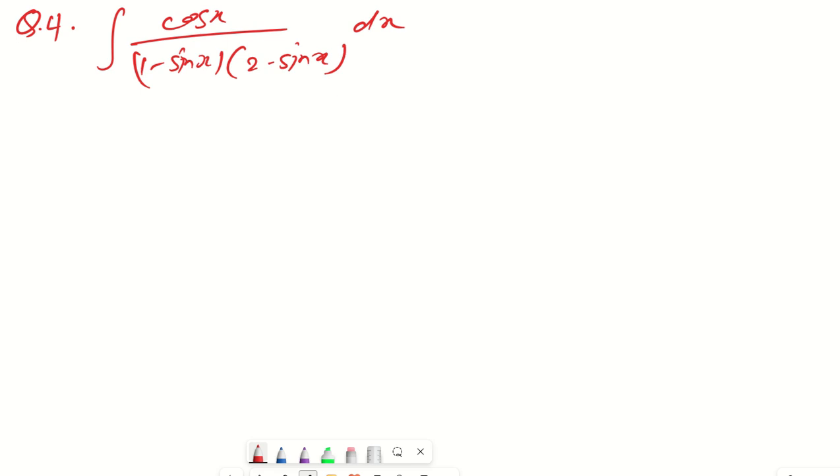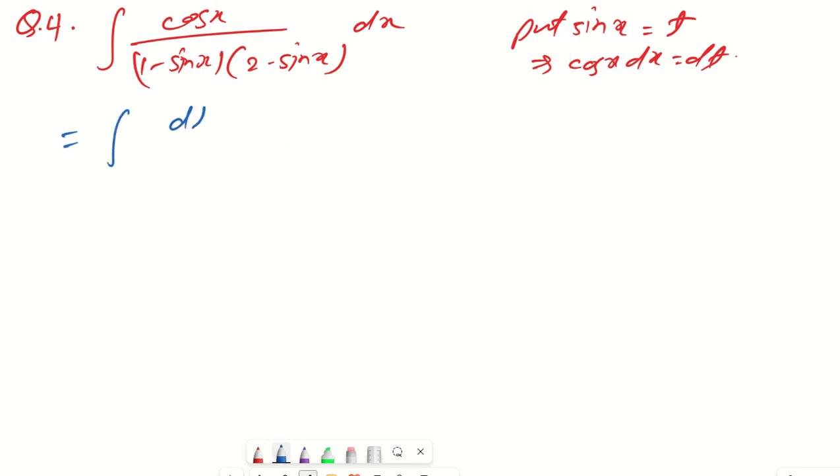Okay, so can we do one thing similar to the previous question? We can put sin x is equal to t. So we are going to get, what is the differentiation? Sin x becomes cos x, dx is equal to dt. So we can replace this cos x dx is equal to dt by this. So our integration becomes dt by 1 minus t into 2 minus t. Okay, and now it becomes very easy.